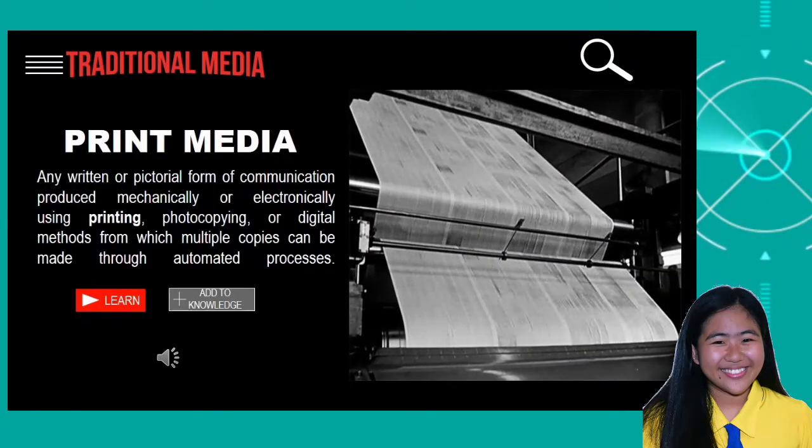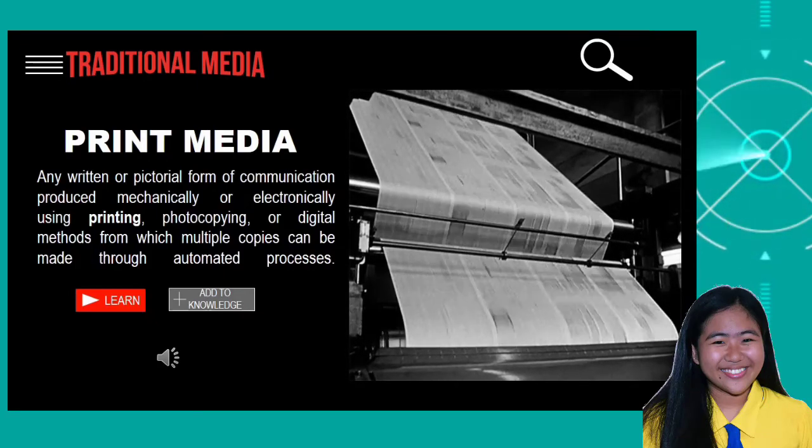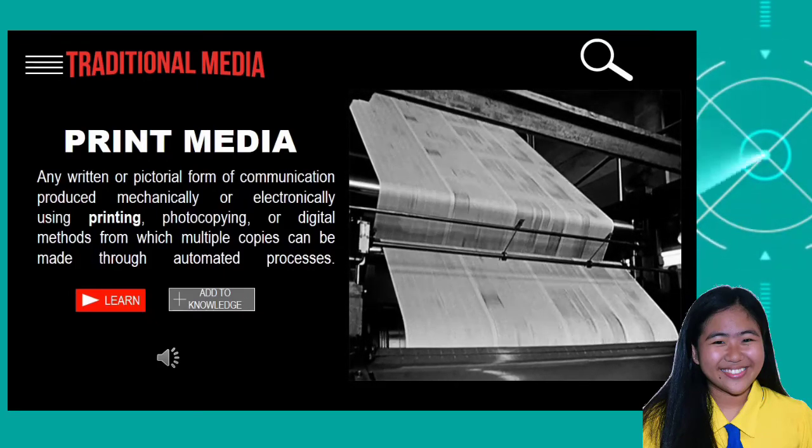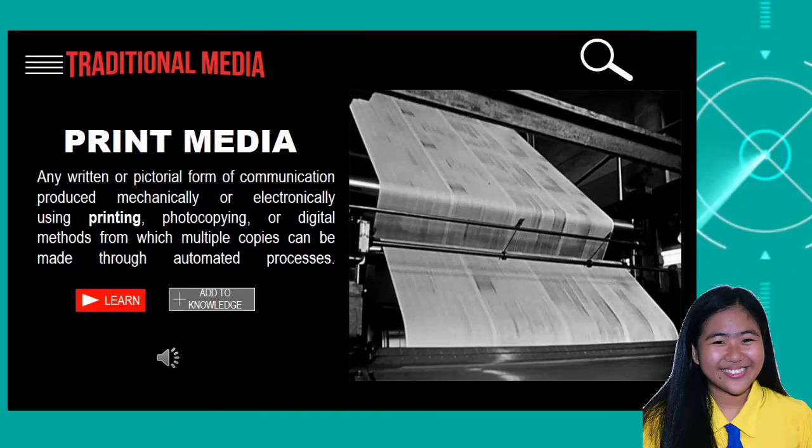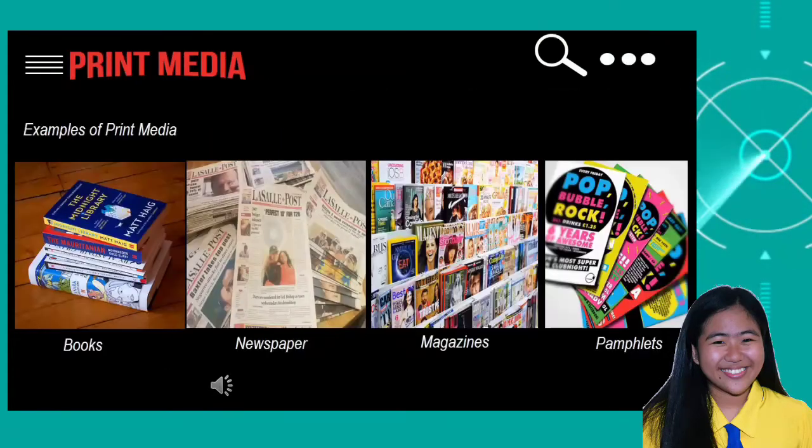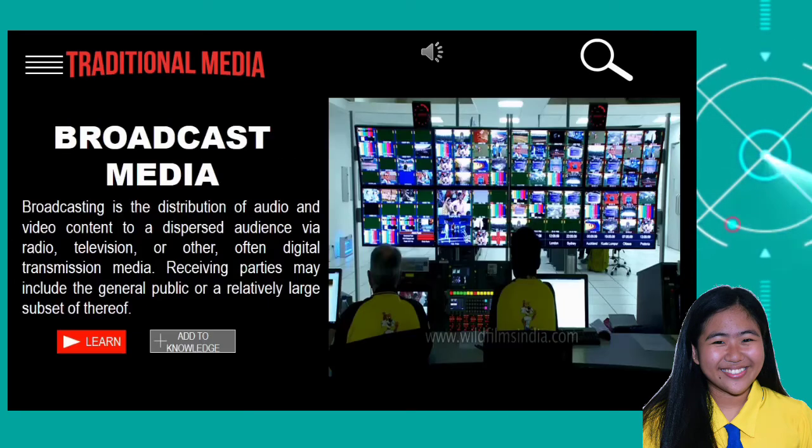Print media. Print media pertains to any written or pictorial form of communication produced mechanically or electronically using printing and photocopying. Common examples of print media are books, magazines, newspapers, and pamphlets. Although these materials were traditionally printed, in today's time and age, there are now electronic versions.